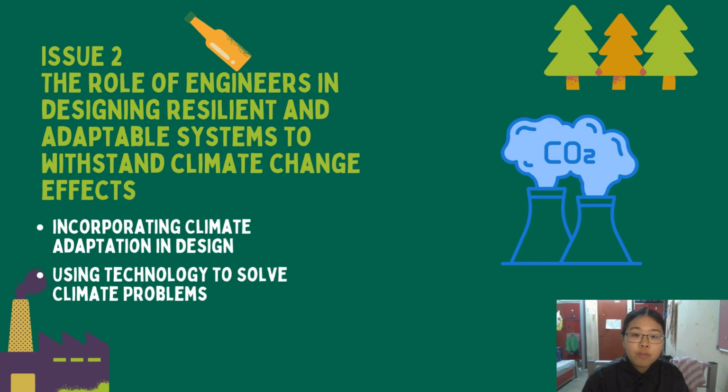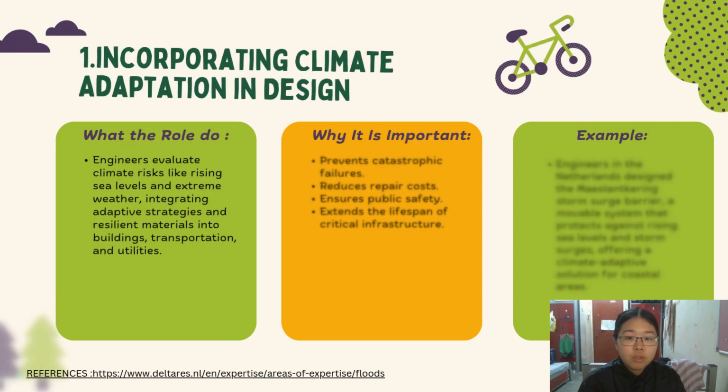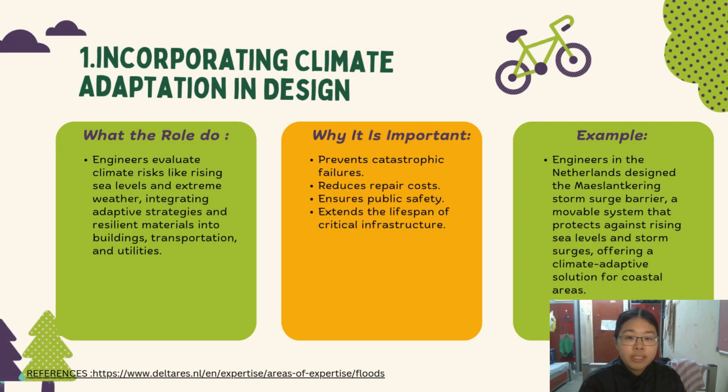There are two roles of the engineer in designing resilient and adaptable systems to withstand climate change effects. The first one is to incorporate climate adaptation in design and the second is to use technology to solve the climate problem. The first role is to incorporate climate adaptation in design. The engineer evaluates climate risks like rising sea level. It's important to prevent catastrophic failure, reduce repair costs, and ensure public safety. For example, the Maeslant storm surge barrier, a movable system that protects against rising sea level and storm surge.